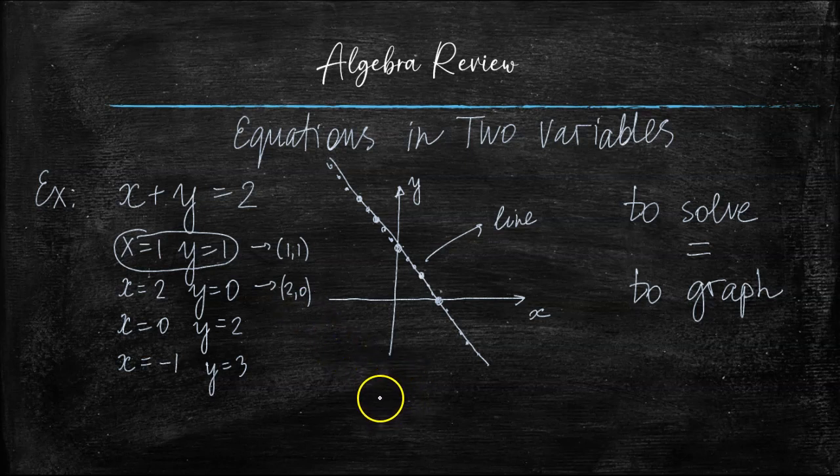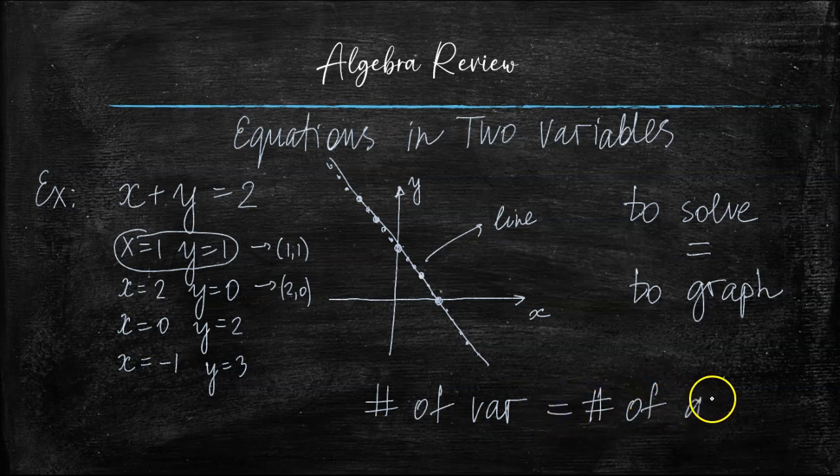Now, here's another rule of thumb. The number of variables determines the number of axes that you use. So equations in one variable need one axis, therefore you only need a number line. Equations in two variables use two number lines, and there you go. There is your Cartesian plane. Equations in three variables will require three number lines, 3 axes, and that's your three-dimensional coordinate system.